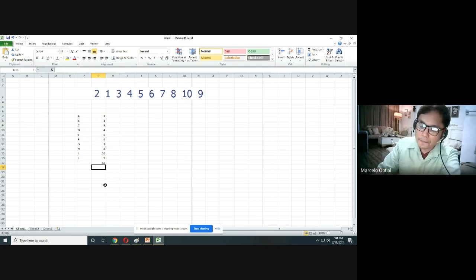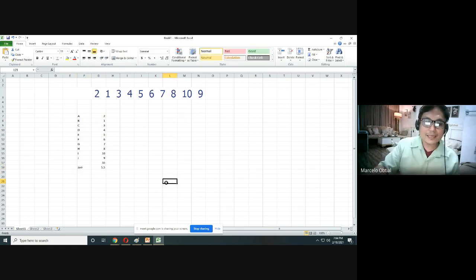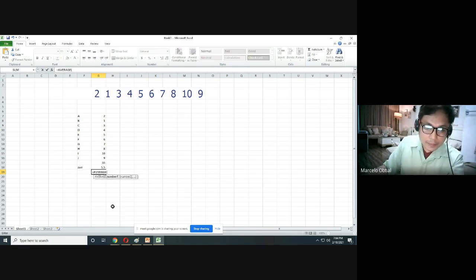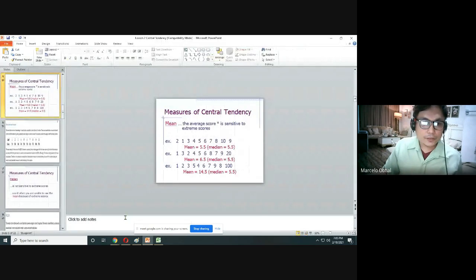Since the formula for the average is to divide by the number of data or students, in that case it is 10. So 55 divided by 10 will give us the average, which is 5.5. Now there is an easier way, which is to type the command average. You just click that command in Excel, then highlight the data we want the average of. So the answer is still 5.5. Next, let's go back to our presentation.